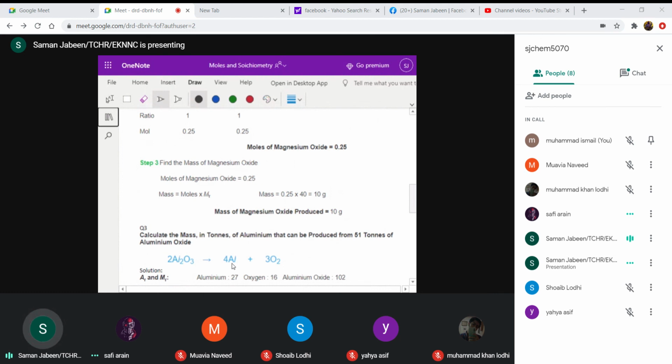Now, please, everyone, this is over. Time is over. So please write down this question and try to do at home. And if you do not, then definitely we will discuss. Whatever you will do, we will discuss this. Calculate the mass in tons of aluminium that can be produced from 51 tons of aluminium oxide. And this is the equation. And these are the MR or ARs of the compound. So please note it down and do it in your notebooks as a homework.